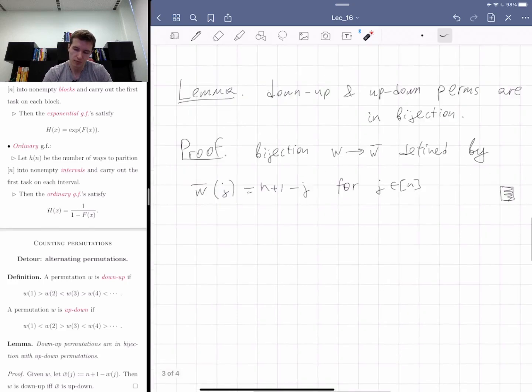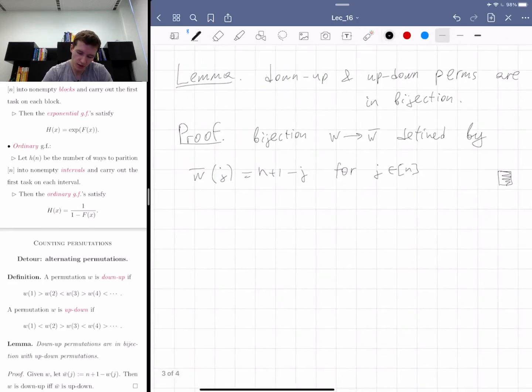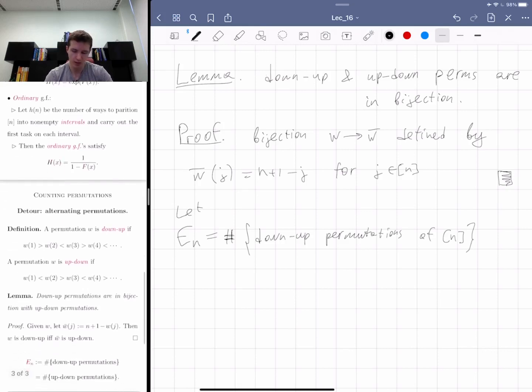So in particular, these sets are in bijection, so let E sub n be the number of down-up permutations of bracket n, which is the same as up-down permutations. These are called, I think, Euler numbers, but I'm not going to call them Euler because you would get confused, since we're going to have Eulerian numbers in the next lecture.